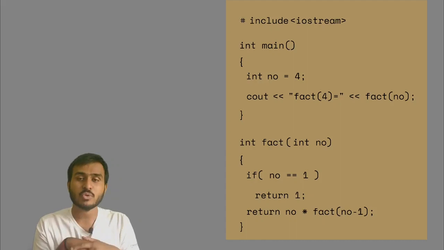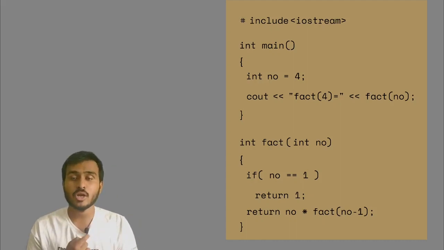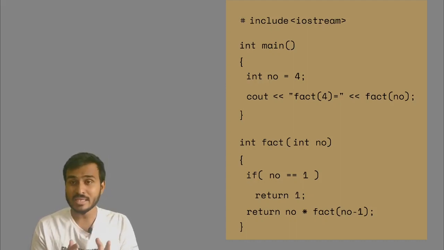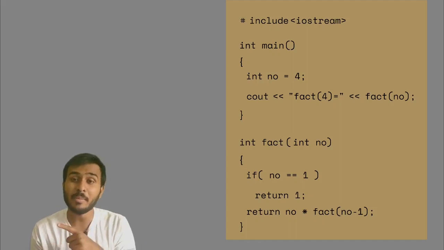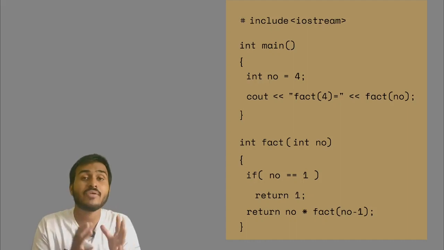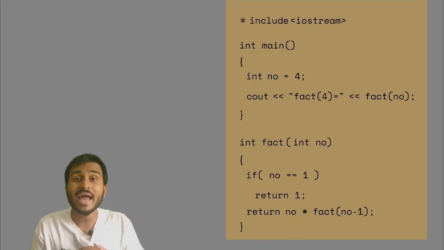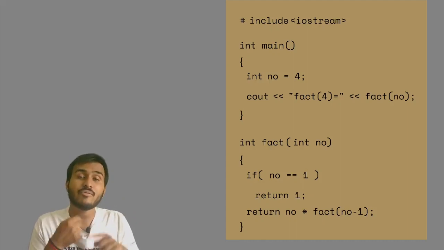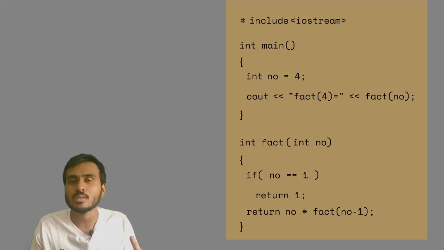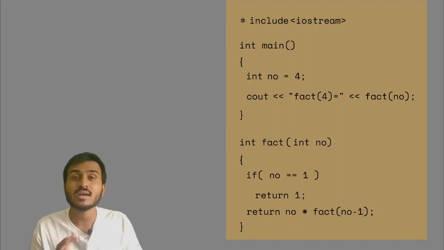Now in the fact function, what are we doing? We are first checking if the number is equal to 1. If the number is equal to 1, that means it is the base condition of our recursion. Remember from the previous example, we discussed that whenever we write recursive code, it is very important to write the base condition, because if your function doesn't have a base condition, then it will go into infinite recursive calls. That's the reason you should always write a base condition whenever you are writing a recursive function.